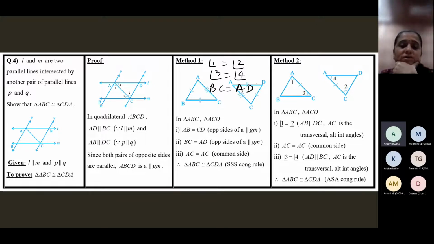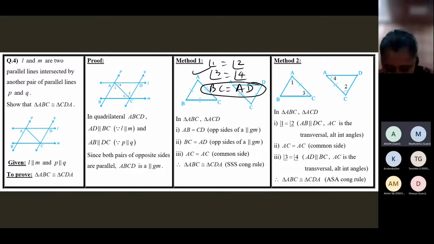Correct. Very good. So this is AAS because it's two angles and a non-included side. Very good, Madhumita. Thank you. BC is equal to AD; what else can you replace it with? AB is equal to CD, ma'am. Yes, you can also write AB is equal to CD. You can write 1 is equal to 2, 3 is equal to 4. And if you write AC is equal to AC, it becomes the included side.